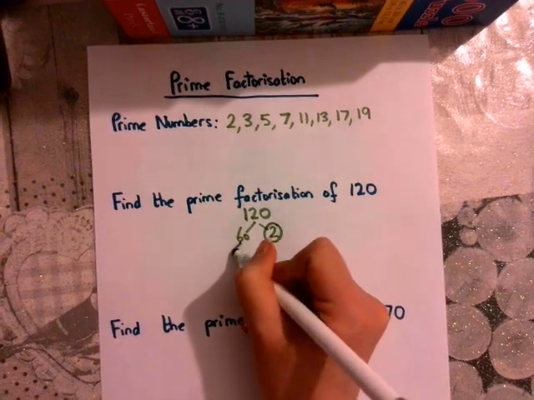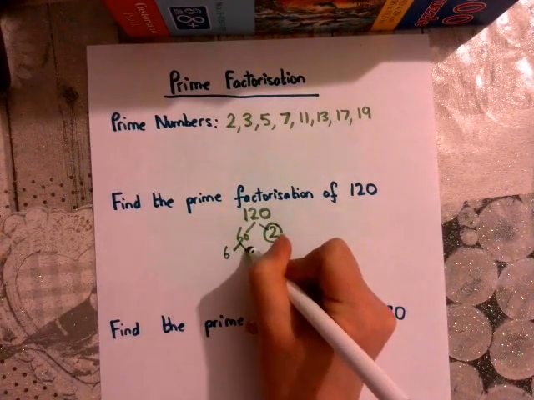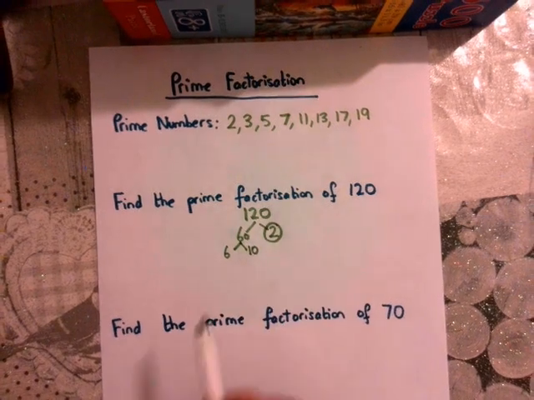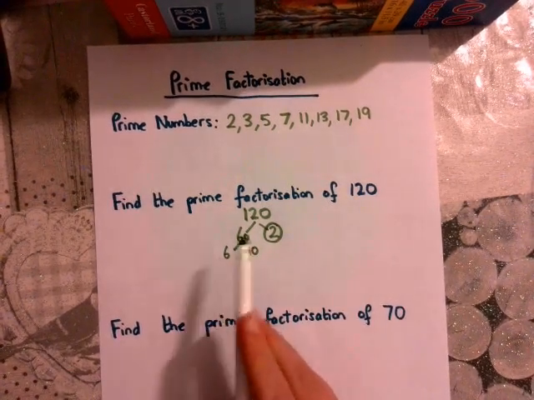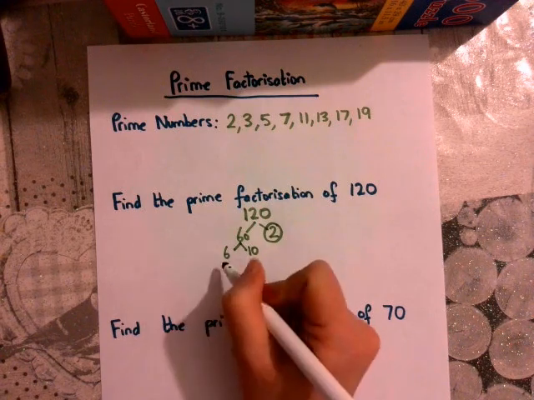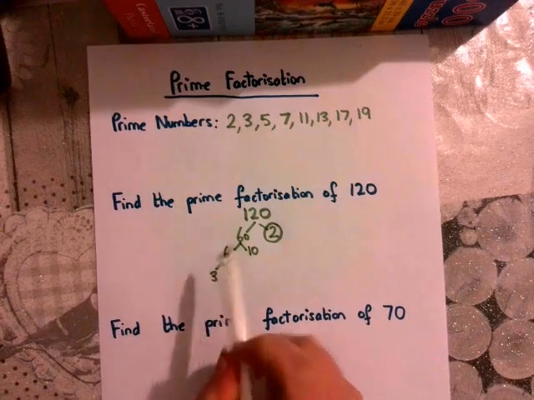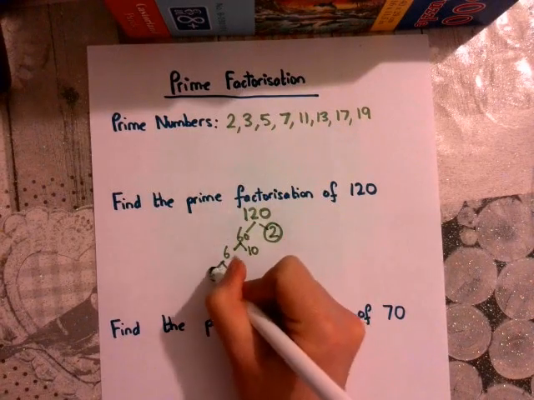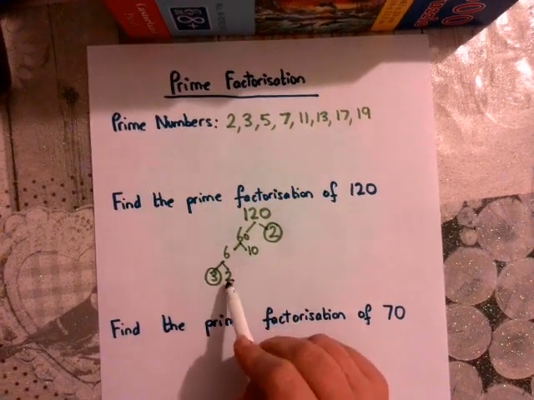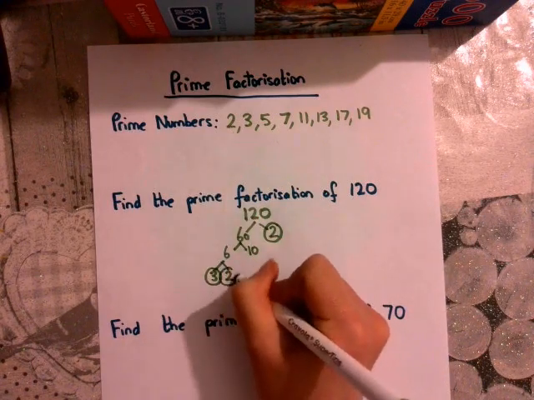This time, just to mix it up a little bit, I'm going to go for 6 and 10. Again, I'm going to check either of these numbers. 6 is not a prime number, so how can I split this up even more? Well, I could do 3 times 2. 3 is a prime number, so I can put a circle around that one. And 2, also a prime number, so I can put a circle around that one.